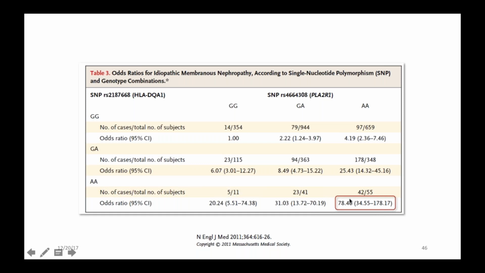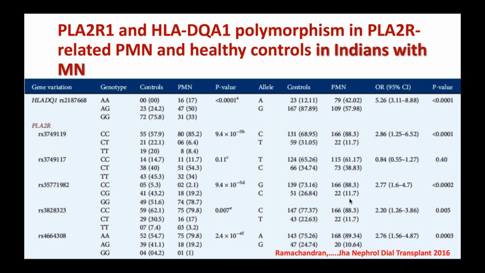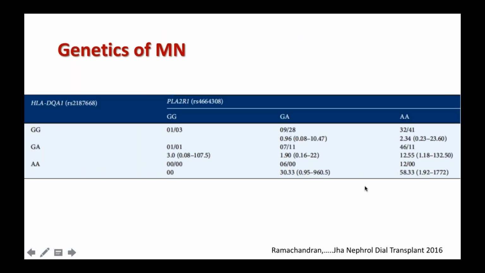Now, we also looked at, again, Dr. Ramchandran, etc., looked at this data, and we more or less replicated similar findings. And what we found is that if both of these high-risk alleles are present, then in Indian context, the risk of development of membranous nephropathy is 58 times increased.